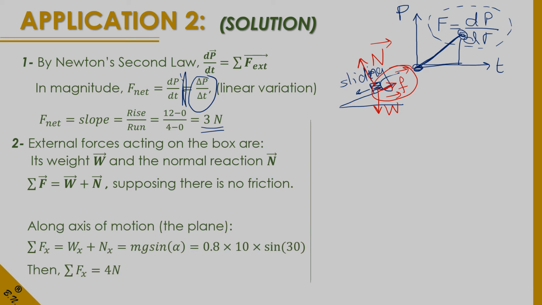Along the x-axis, motion is on the plane. Summation of Fx. So here it's important to draw a figure showing the x-axis. Here is the box. Forces acting, as we said, are weight and the normal reaction. Projecting them on the x-axis, summation of Fx equals weight x; normal x is 0, so we are left with mg sine alpha. You remember the projection from previous classes? If this is alpha, we get mg sine alpha. Now, summation of F equals 4 newtons, simply by replacing m by 0.8 and g by 10, with sine 30: 4 newtons.